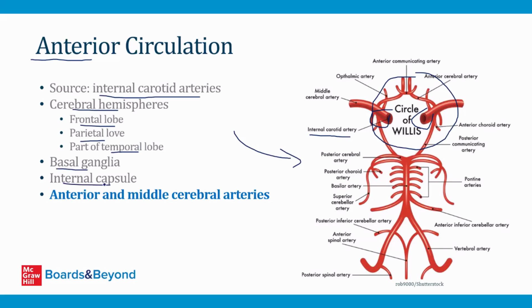And so the two major blood vessels that can be involved in strokes of the anterior circulation are the anterior and middle cerebral arteries. This is the middle cerebral artery shown right here. This is the anterior cerebral artery shown right here. They make up the major blood supply of the anterior circulation of the central nervous system.